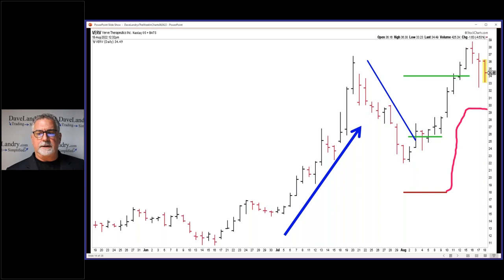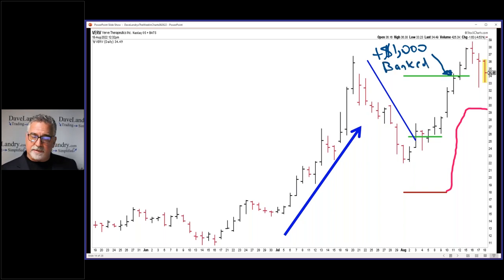Now, I got out a little bit earlier on half of the shares. And then, obviously, we're going to trail the stop higher. This is what the service did on a mechanical basis. And the bumpy ride part is we took $1,000 profit. So that's banked. And now we have half the risk on, okay?